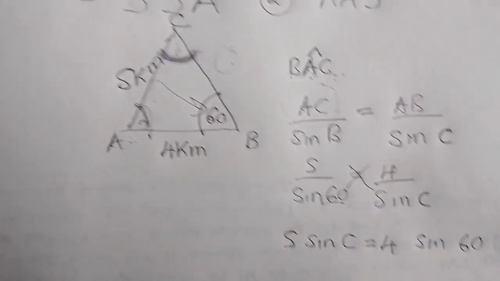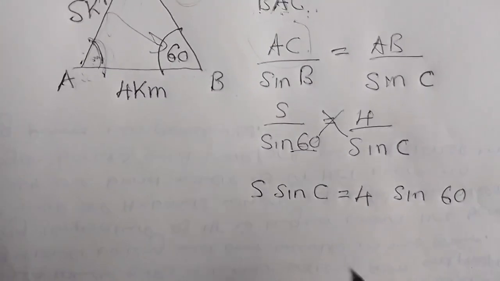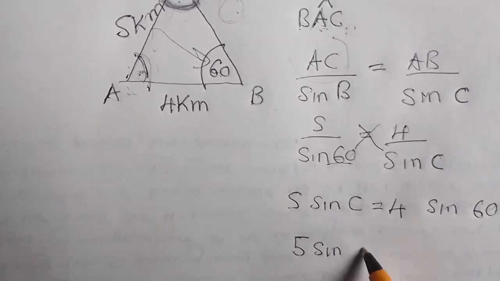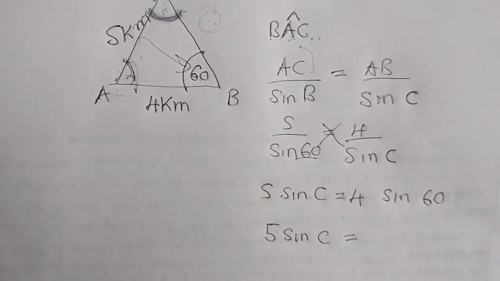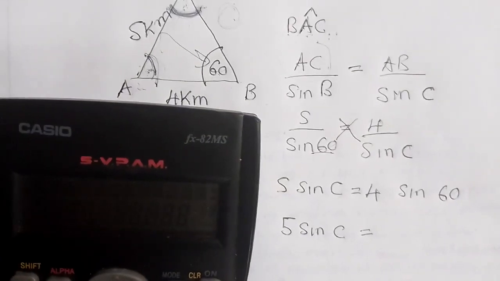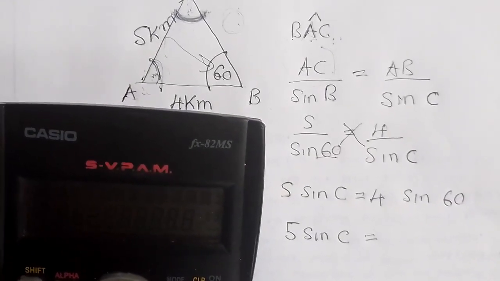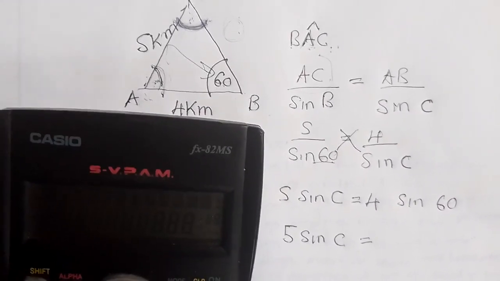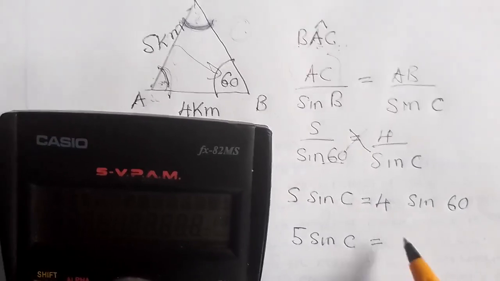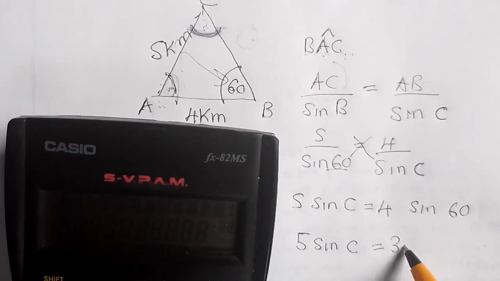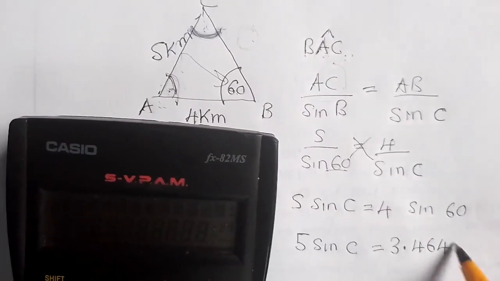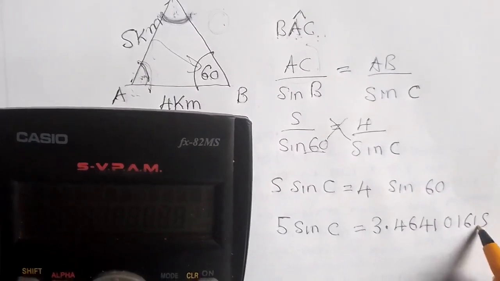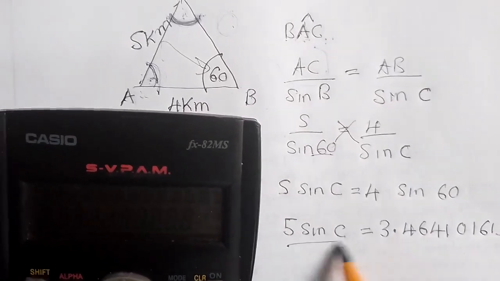So this part will maintain. So I'm going to say 5 sine C is equal to what? Then I use my calculator, where I'm going to say that 4 sine 60 is equal to what? The answer is 3.464101615, like that. That is our answer.